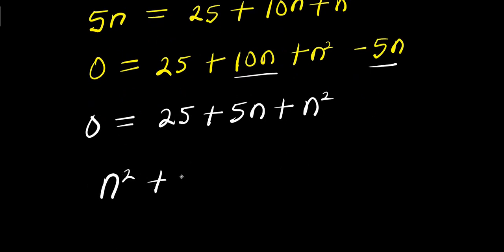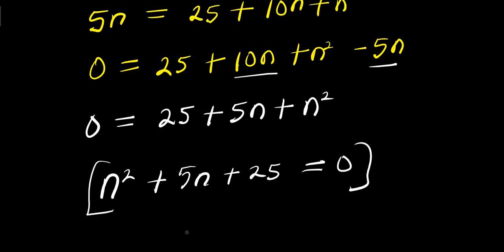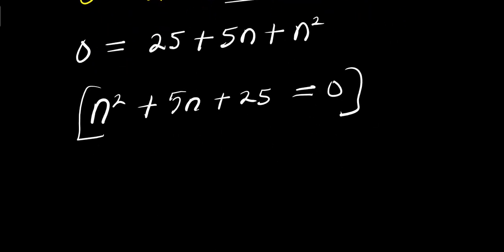We have n squared plus 5n plus 25, and this equals 0. So we have this quadratic equation to solve for other values of n. Let's solve this using the formula method.